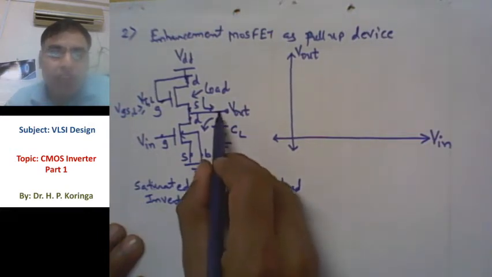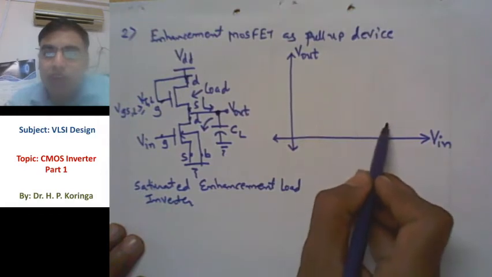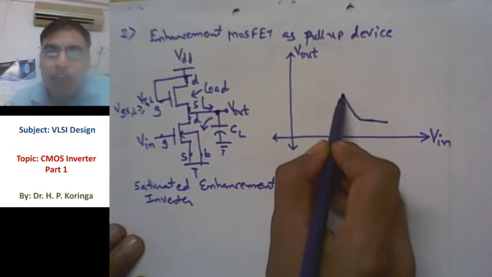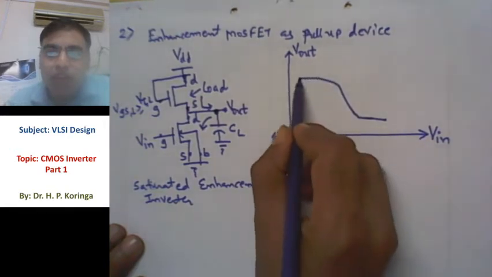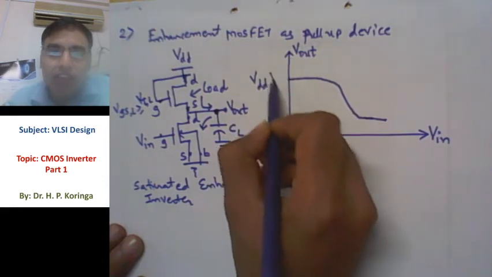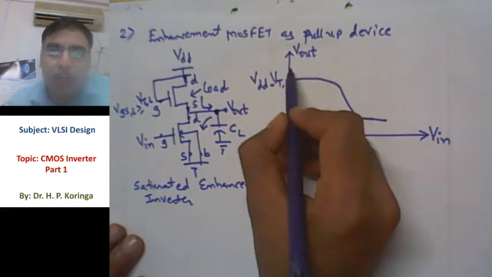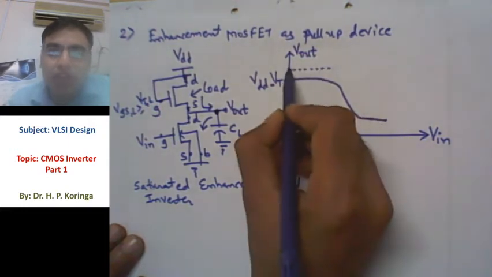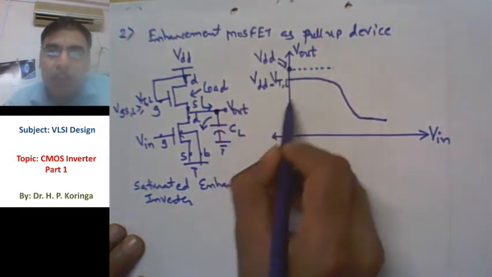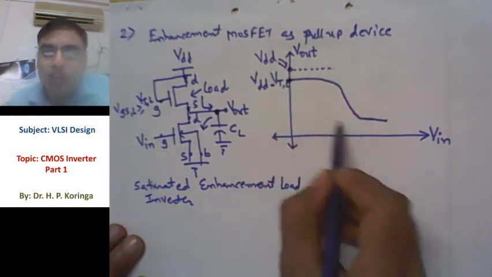So the output voltage starts from VOL, but it goes up to only VDD minus one threshold of the load. So the maximum output voltage is VDD minus one threshold voltage of the load. Here we have a VDD voltage, but the maximum output voltage is VDD minus one threshold voltage of the load.